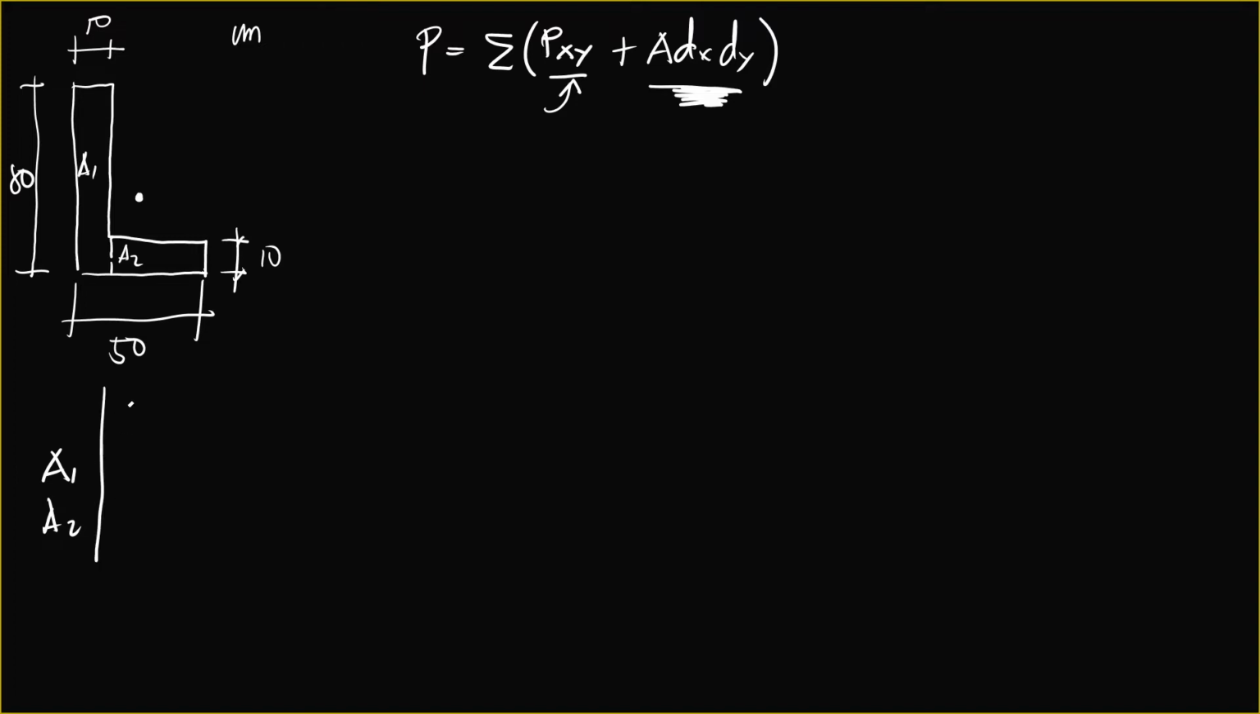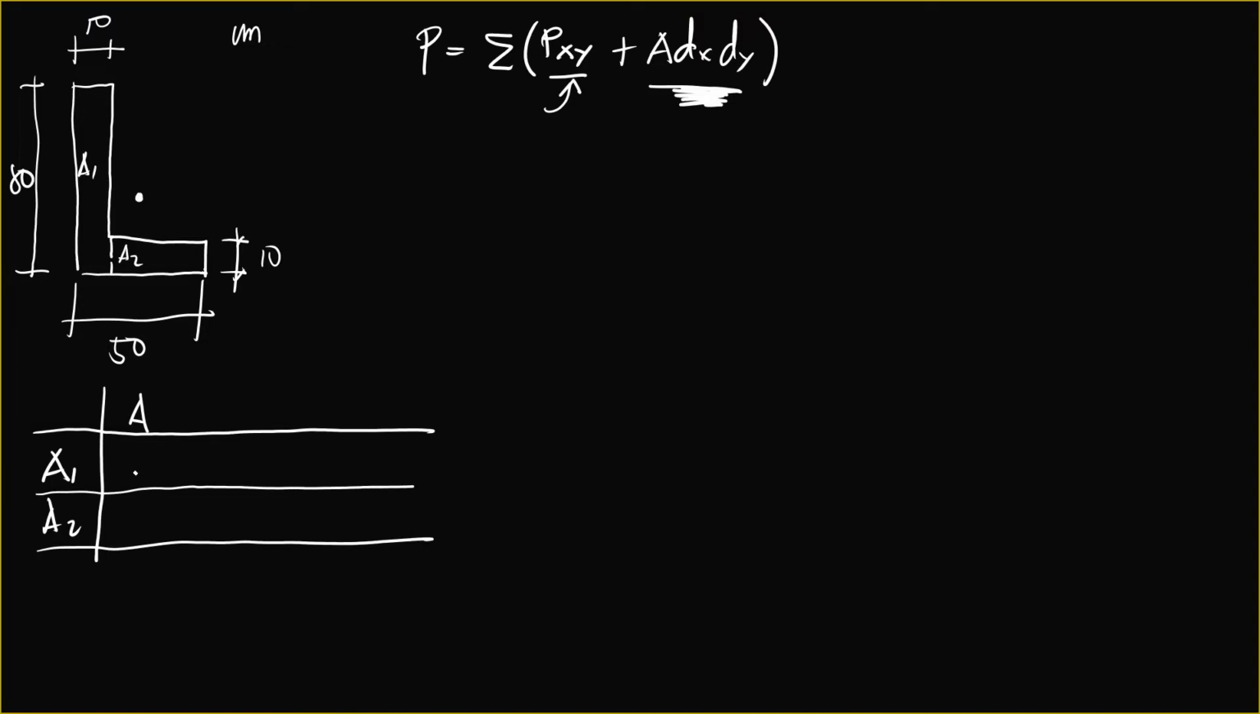Let's compute the area of each one. What's the area for A1? That is 80 times 100, that is 800. Then the other one is 40 times 10, that is 400. Then what's next after the areas?